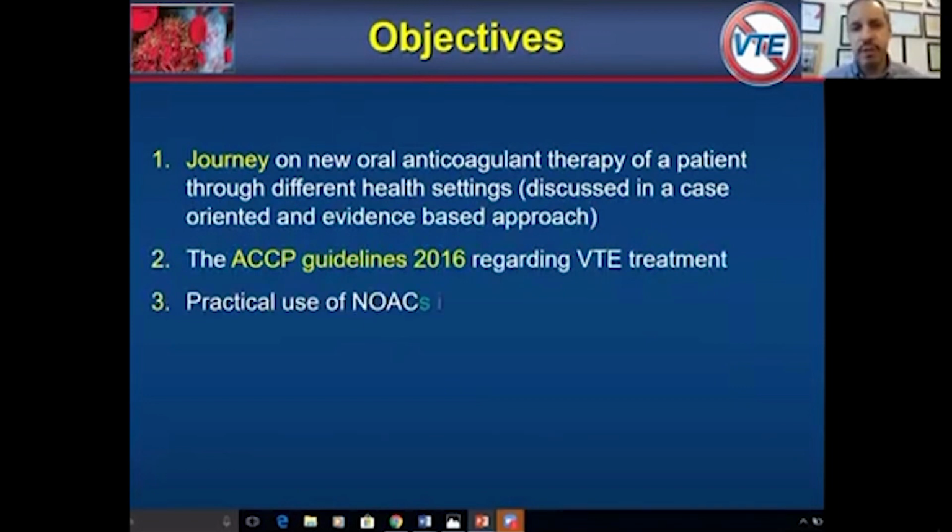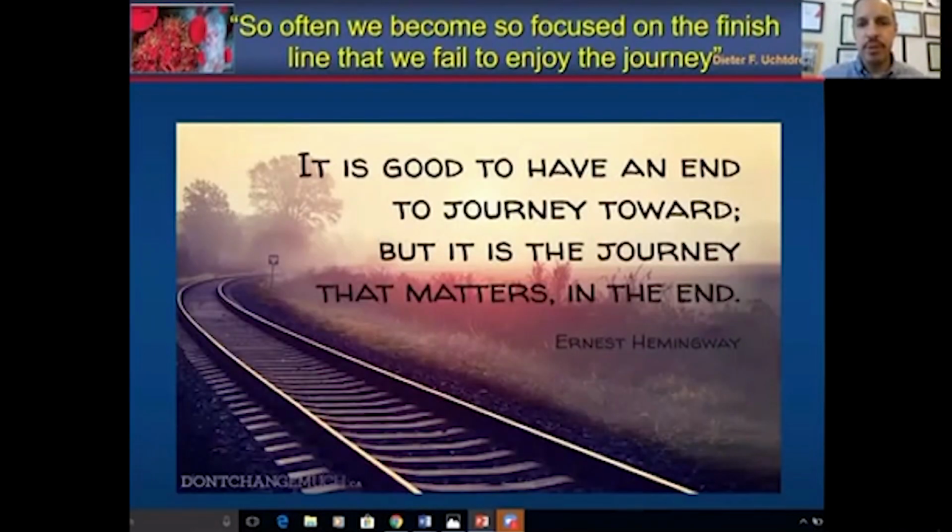My objective is the journey of a patient on new oral anticoagulant therapy, or DOAC, through different health settings, discussed in a case-oriented and evidence-based approach. I will not cover clinical trials. I just want to focus on the practical use of DOACs in clinical practice, and I will base my recommendations on the ACCP guideline 2016 for VTE treatment. This is considered to be the latest because we are anticipating the upcoming VTE clinical practice guidelines from the American Society of Hematology this year. So it's good to have an end to journey toward, but it is the journey that matters at the end.